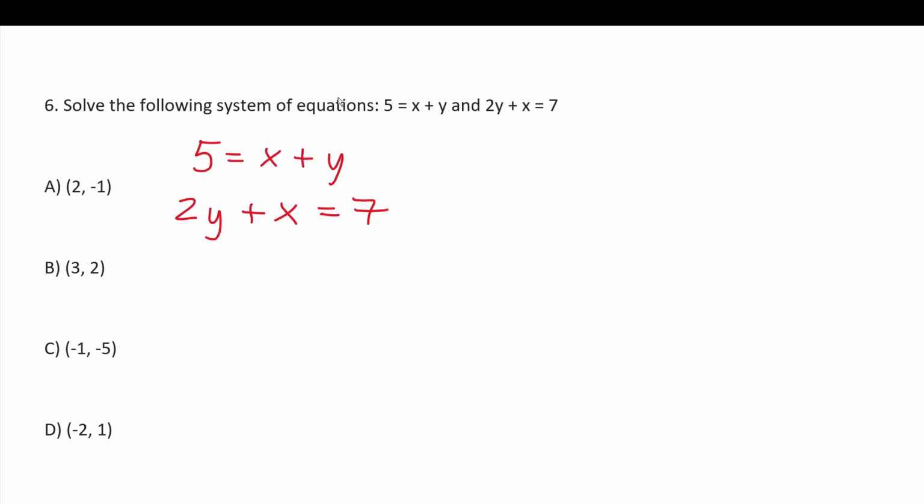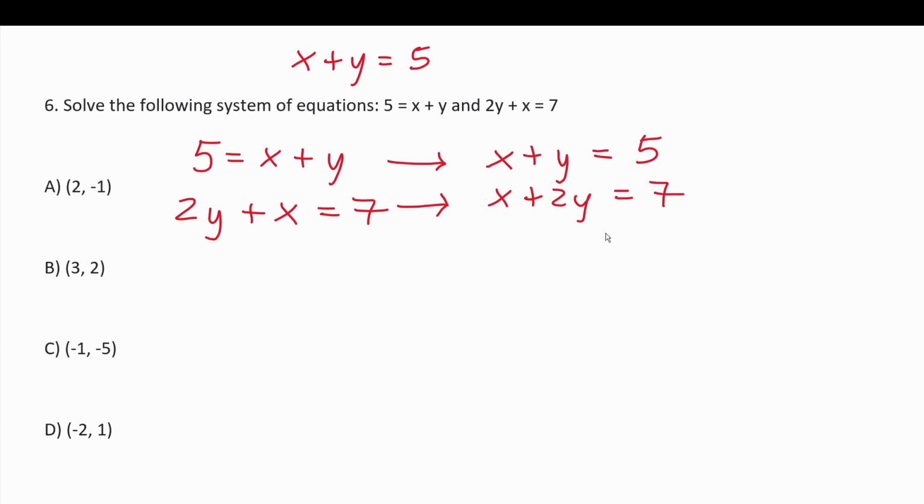Again, normally you want the expression to look like this: x plus y equals some whole value, like 5. So I'm going to have to rewrite both of these in order to get them in that form. For this one, it's pretty easy. We're just going to move this x plus y to the front. So this becomes x plus y equals 5. And for this one, we're just going to flip-flop the x and y position. So this becomes x plus 2y equals 7.